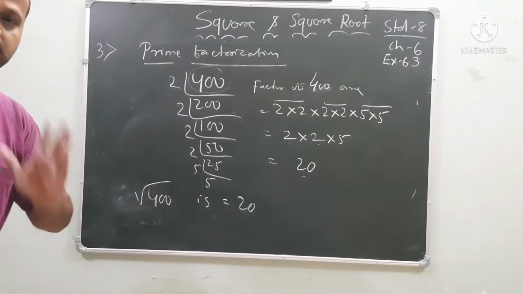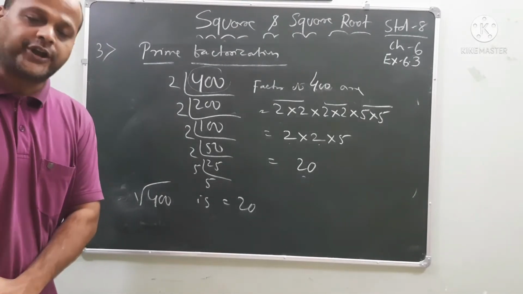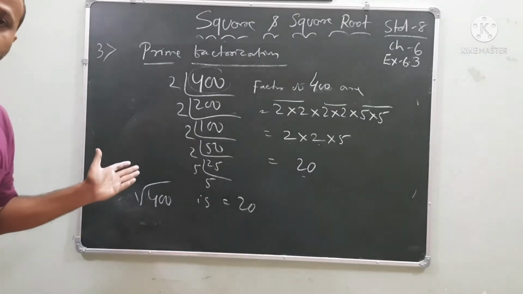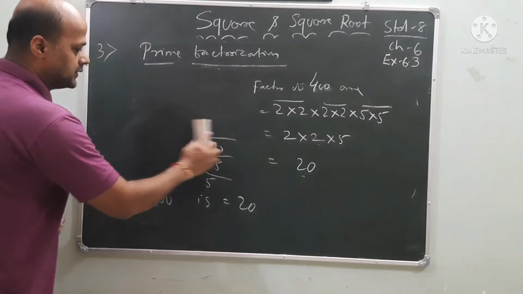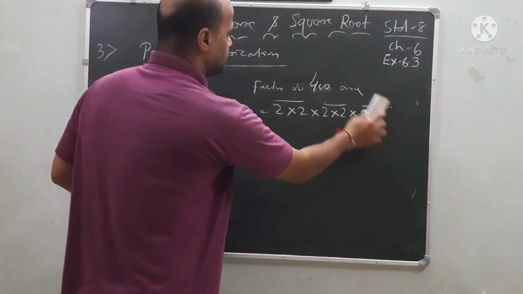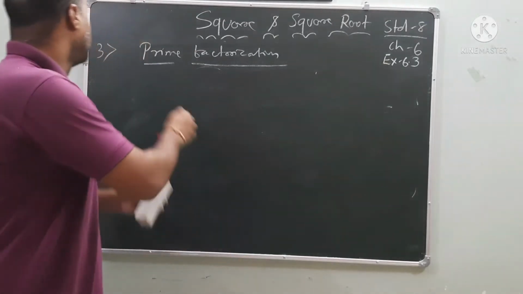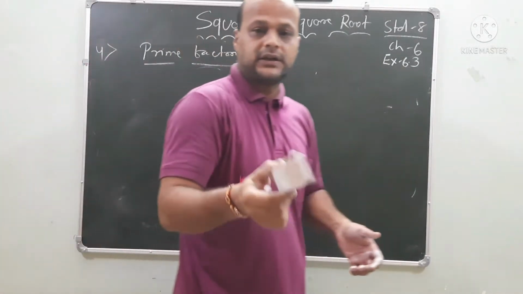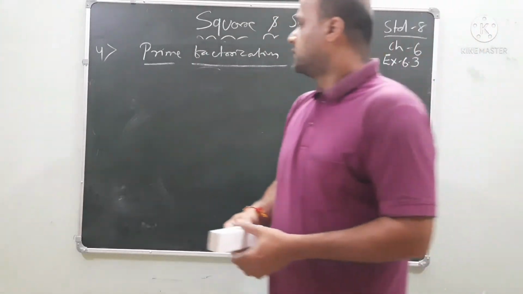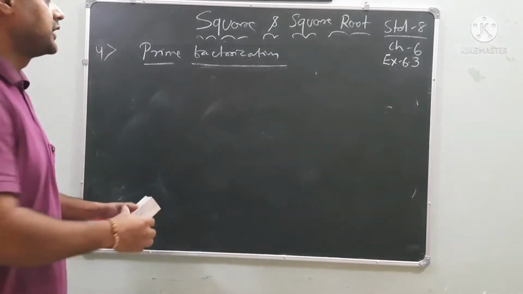Understood, my dear friends? Is there any doubt? Okay, very good. So we will go further. Now let's do another number. It is the fourth number, my dear friends. Okay, it is the fourth one. The number is given. Tell me, simplest form.